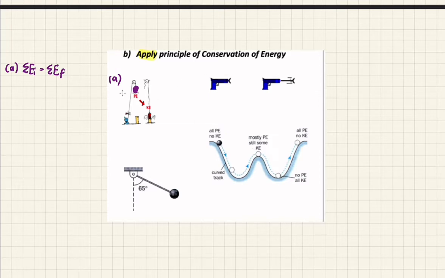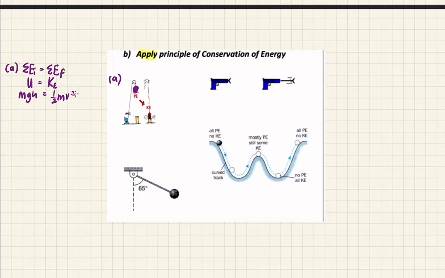Okay, so initial dia ada apa? Initial dia ada potential energy. So symbol untuk potential energy is U. And final, bila tali itu terputus, dia akan ada kinetic energy. So kita letak dia sebagai KE. And then kita boleh buka equation dia menjadi mgh equals to half mv squared. Okay, so this is how you apply.